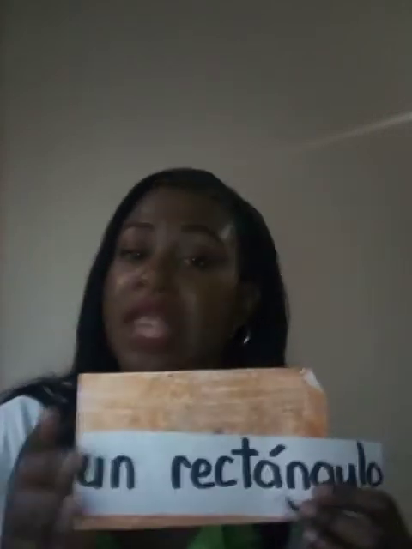However, 2 of them are long but are of the same length, and 2 of them are short but they're also of the same length. So we have 2 long sides and 2 short sides, and this gives us un rectángulo. Un rectángulo is a rectangle. Say un rectángulo. Un rectángulo. A rectangle.